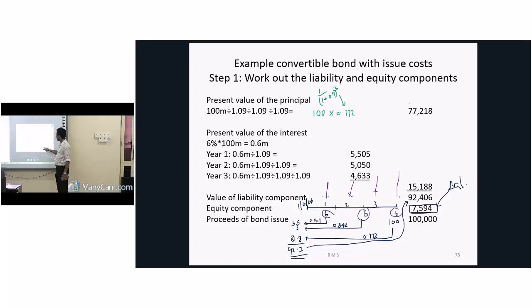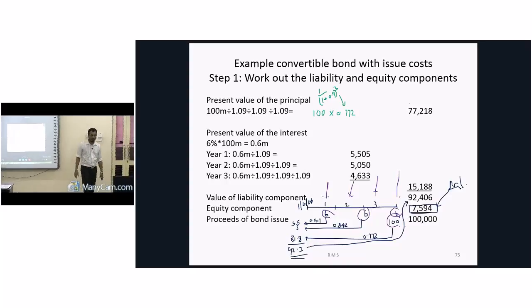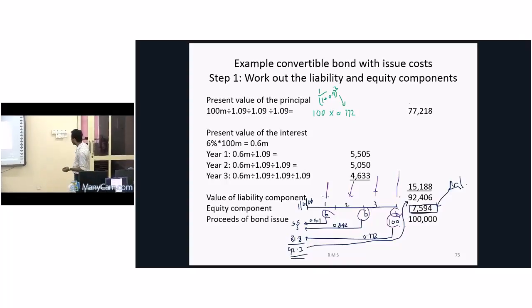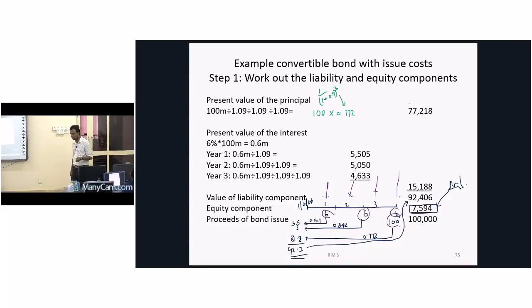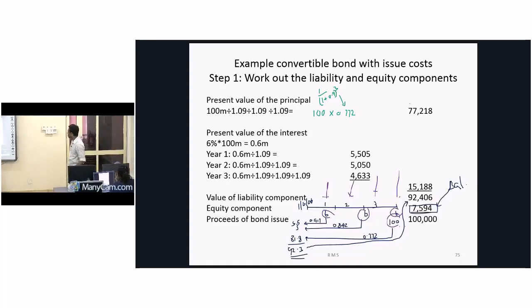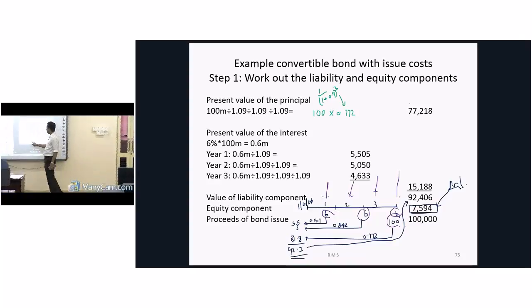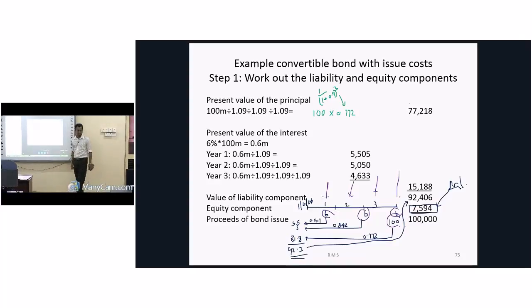And also at the end, how much? 100. What is the discount rate you have to use here? 9.38. You have to take 9% without having the option. Understand? So then if you discount at 9% only, it will be around 92.3. That is the present value.